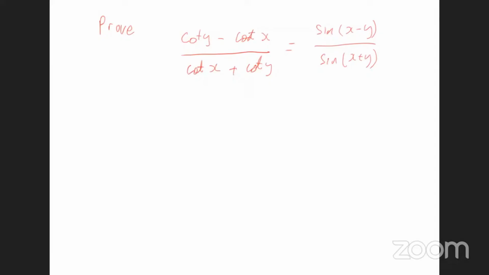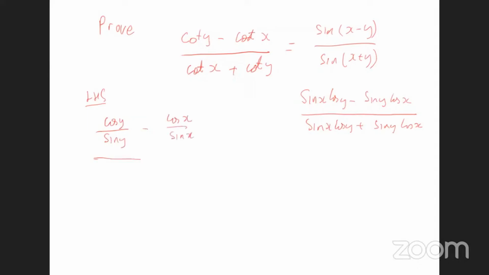All right, so what does sine x minus y look like? So it will be sine x cos y minus sine y cos x, all over sine x cos y plus sine y cos x. Right, so if I take the left hand side, the left hand side of cot y minus cot x, so cot is cos y over sine y minus cos x over sine x, all over cos x over sine x plus cos y on sine y. Right. So the problem here is that we need to find a way to make it look like this.